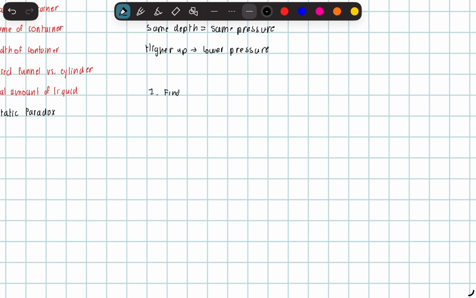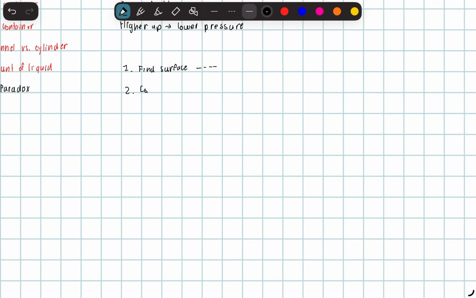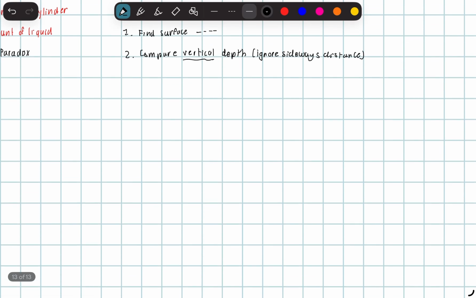First, you find the surface, which is going to be a dashed line. Then you're going to compare your vertical depth. And this says vertical. You only want to look at the vertical depth. Ignore the sideways distance, and you want to look straight down. And then you're going to rank. The lowest point has the highest pressure, and your same horizontal level has equal pressure.